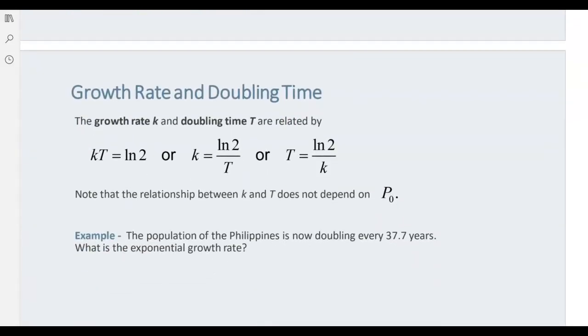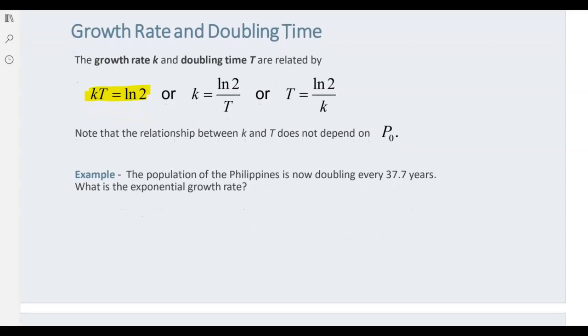So this slide is just summing up what we said. We just did this problem where we said for doubling time, the natural log of 2 is going to be the growth rate multiplied by the time. We don't need to worry about the original amount or the ending amount. We're just looking at the rate of change and the time.